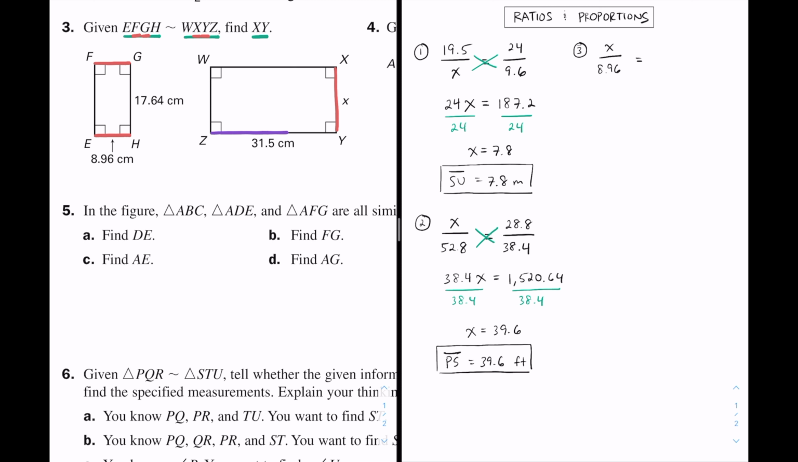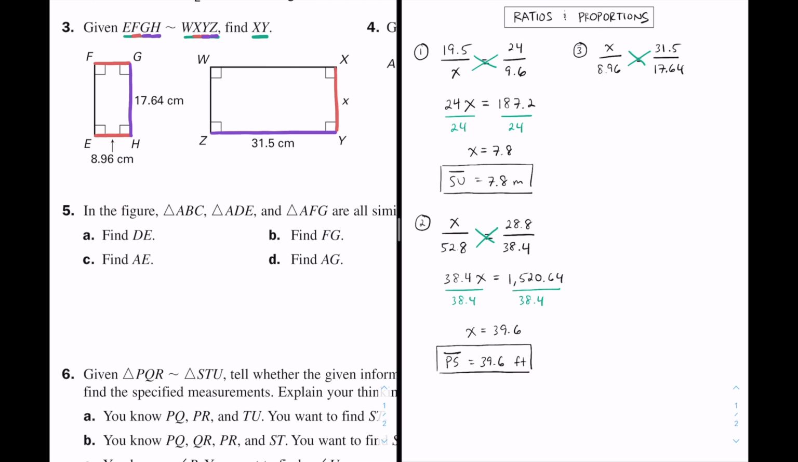Well, we actually know that ZY is this 31.5, so Z and Y is the fourth and the third. That's got to correspond with the fourth and the third, so H and G. So that's got to correspond with this one right over here. So we went from right to left. Let's go from right to left again. So this is going to be 31.5 centimeters to 17.64 centimeters.